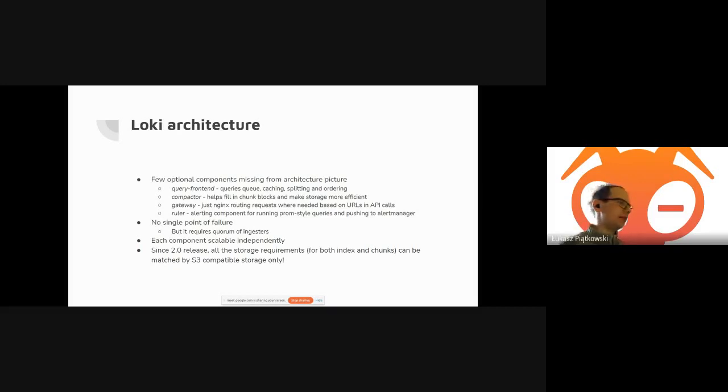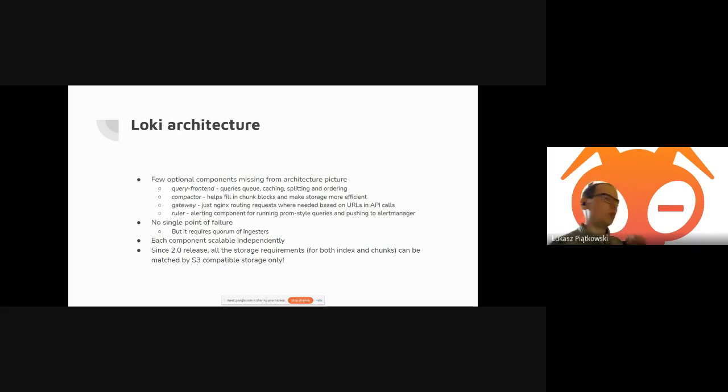As you probably already guessed from the picture, there's no single point of failure. The only requirement really is that you always have a quorum of ingesters. So more than a half of ingesters need to be available. Great thing is that other than that, each component in the architecture can be scaled independently. So depending on whether you need more read throughput or write throughput or something different, like for example, compaction, wherever you miss performance, you can scale only this single service, this single component.